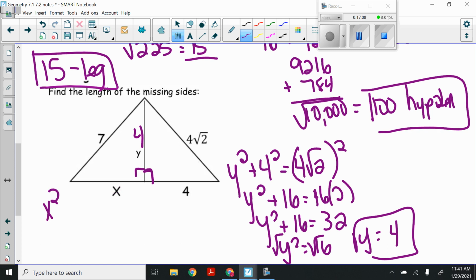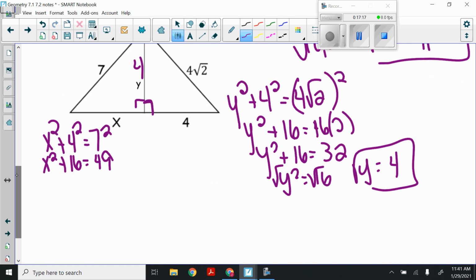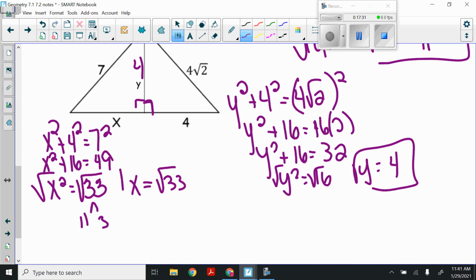So now I would have x squared plus 4 squared equals 7 squared. So x squared plus 16 equals 49. Trying to get x by itself, so subtract 16 from both sides. So I get x squared equals 33. Take the square root. That is not a perfect square. And factor tree, nothing's going to come out, right? 11 and 3. So x is the square root of 33, and y was equal to 4.